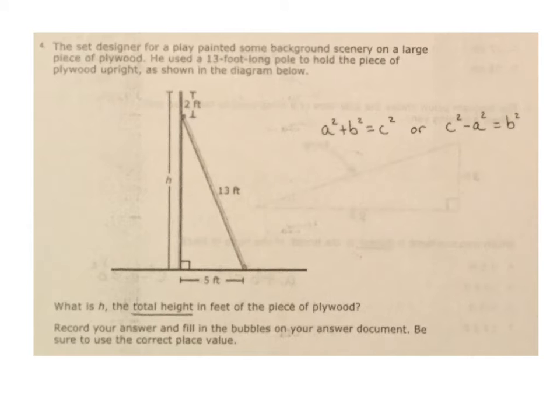Number 4. The set designer for a play painted some background scenery on a large piece of plywood. He used a 13-foot long pole to hold the piece of plywood together, upright, as shown in the diagram below. What is h, the total height in feet of the piece of plywood?